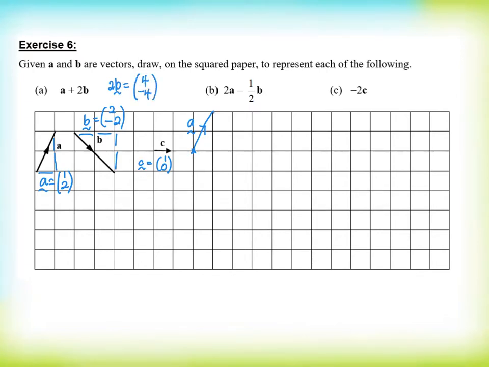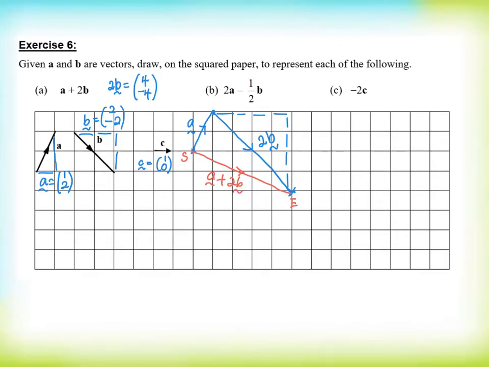So from this point, I'm going to continue by shifting 4 units. 1, 2, 3, 4. And then going downwards by 4 units. 1, 2, 3, 4. And that will be this portion over here. Then I'll join it up. This is now 2B. And I have the starting point and the ending point. And I'll draw my line. Vector A plus 2B.